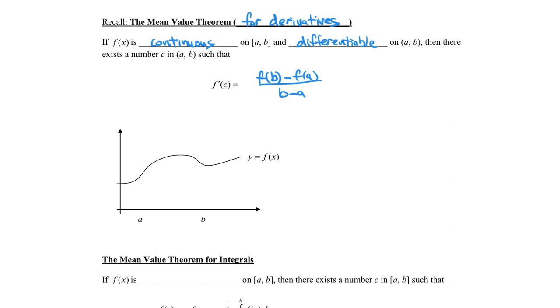And you may recall, this looks kind of like a slope formula, right? Because it is. This is the instantaneous rate of change, the derivative, the instantaneous rate of change at c. And this is the average rate of change. So let's point this out. This is the average rate of change. This is the instantaneous rate of change.